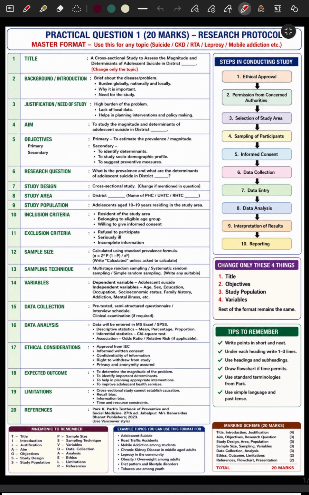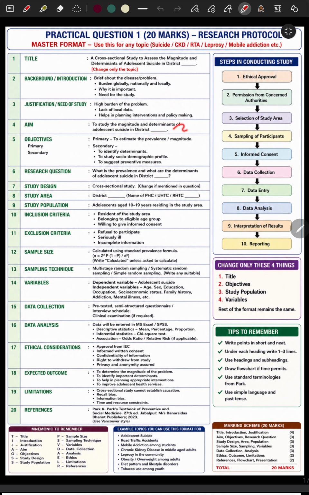So the very first and foremost important thing will be our title. Then comes the background or introduction, a brief about the disease or problem, which covers the burden globally, nationally and locally. Why is it important? Need for the study. Then the justification: because it is a high burden, there is a lack of local data, and if the study is done, it will help in planning interventions and policy making.